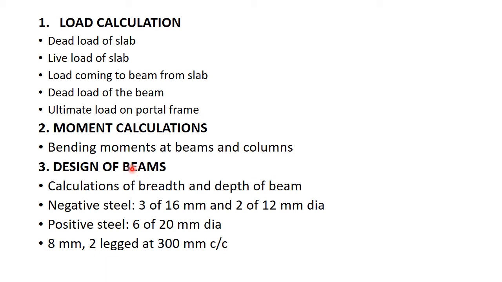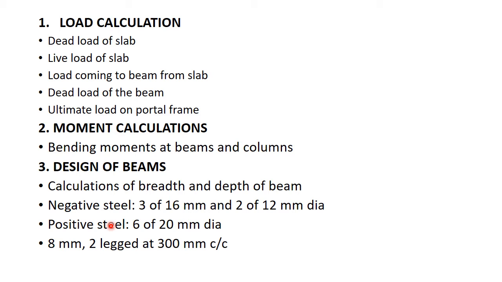So once we do that, if you draw the bending moment and shear force diagram of the portal frame, it will again be similar to your continuous beam, having positive bending moment as well as negative bending moment. The positive bending moment will be at the midspan, whereas the negative bending moment will be at the support. So we will calculate the positive steel as well as negative steel. Here the negative steel is 3 bars of 16 mm and 2 bars of 12 mm, whereas positive steel is 6 bars of 20 mm diameter.